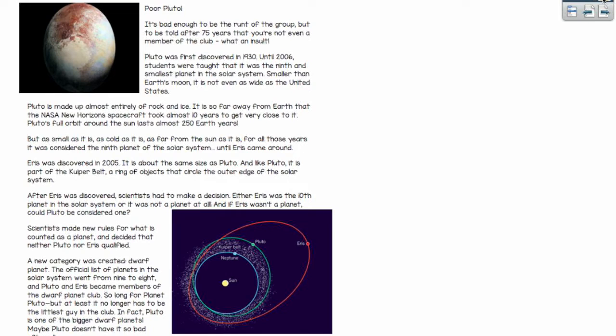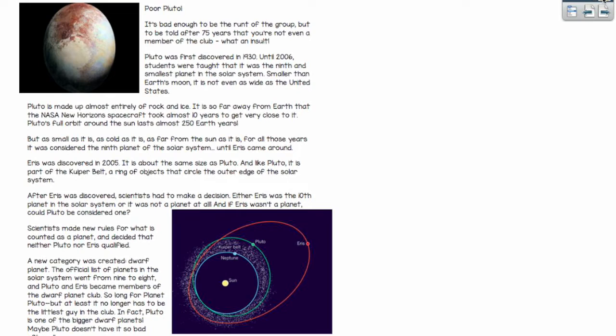Either Eris was the 10th planet in the solar system, or it is not a planet at all. And if Eris wasn't a planet, could Pluto be considered one? Scientists made new rules for what is counted as a planet and decided that neither Pluto nor Eris qualified. A new category was created, dwarf planet. The official list of planets in the solar system went from 9 to 8, and Pluto and Eris became members of the Dwarf Planet Club.